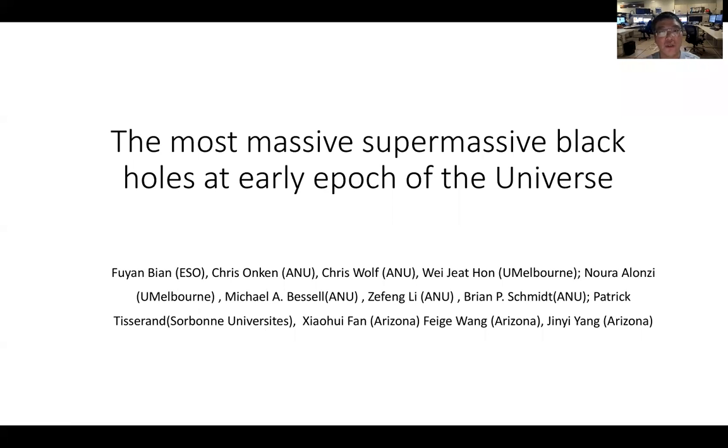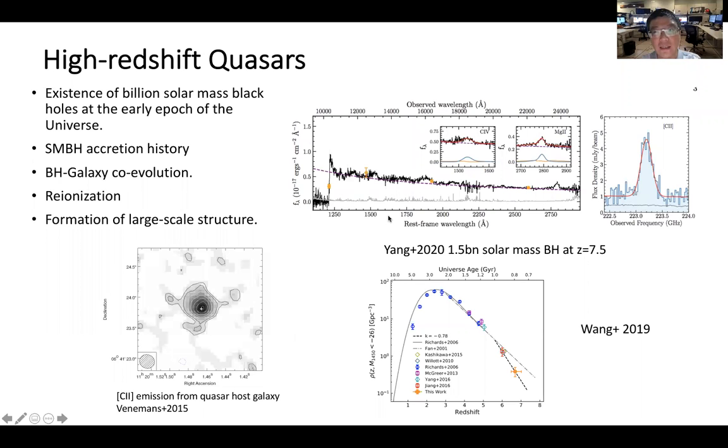It's my pleasure to introduce our recent research on the most massive supermassive black hole at the early epoch of the universe using the SkyMapper survey. In the past 2 decades, our understanding of high-redshift quasars has been tremendously improved. Especially, we built up a large sample of quasars beyond redshift 5, even a sizable sample beyond redshift 7. These quasars tell us that billion solar mass black holes do exist at the early epoch of the universe.